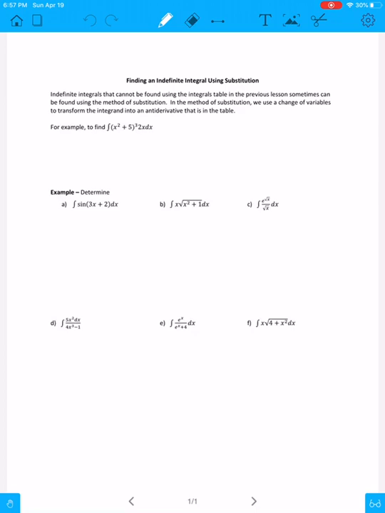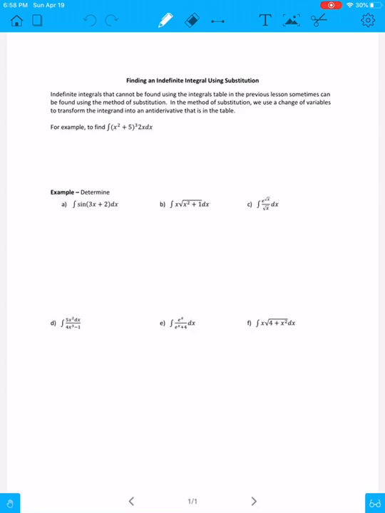We have to make them simpler first. So this is one method that we can do integrals with, and then we're going to do integration by parts next week. Those are the only ones we do for Calc 1. There are many more, but those are the ones that we use in Calculus 1, in university and in high school calculus.